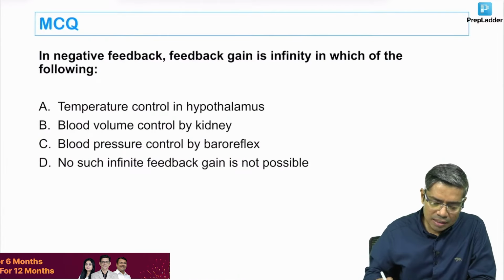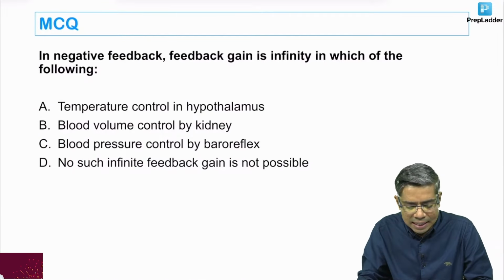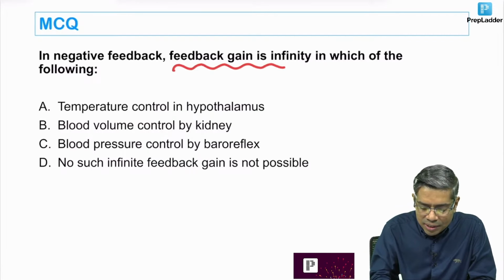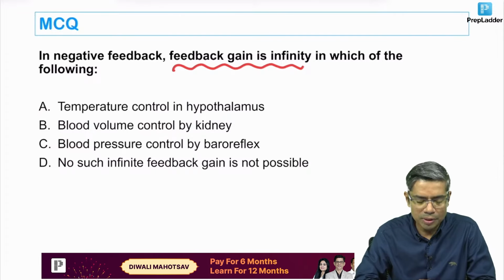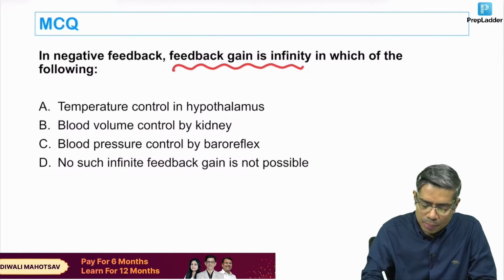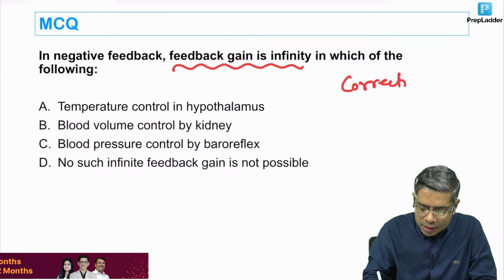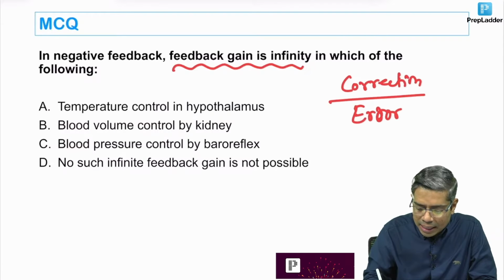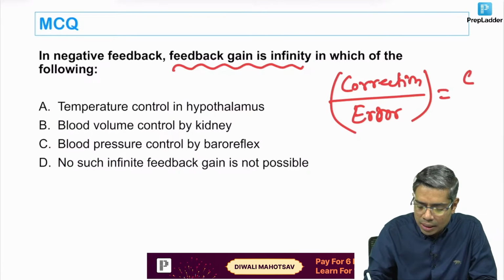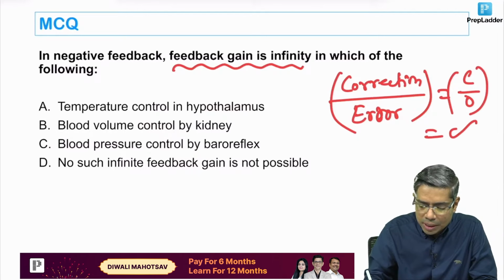Okay. Now the next MCQ here is: in negative feedback, gain is infinity. Again a repeat question, but I believe this is one of the important questions that you should remember. So gain means correction upon error, we all know. So you have to think of a system where the error is 0. Whenever the error is 0, then the gain will be infinity gain.